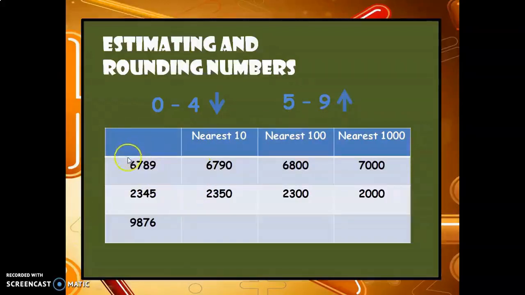So this number 6,789, if you round it to the nearest 10, it means you have to locate first the tens place value, which is 8, right? So you have 8 in here, because you're going to round it to the nearest 10.